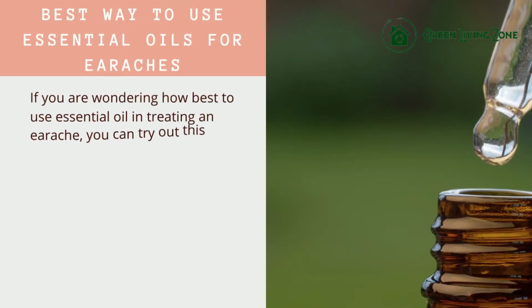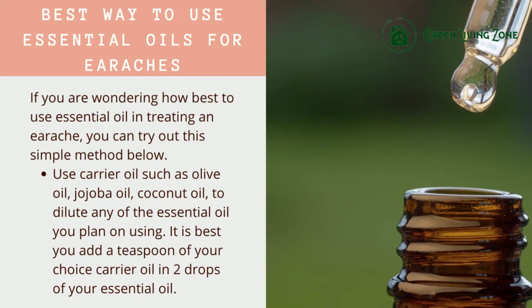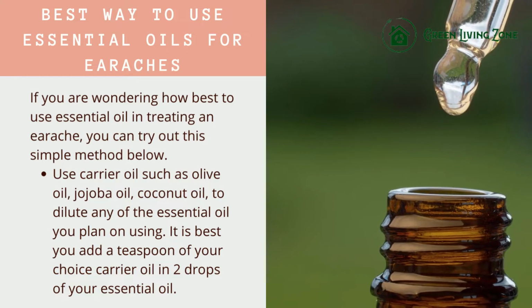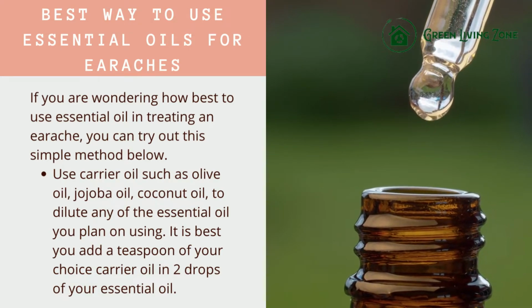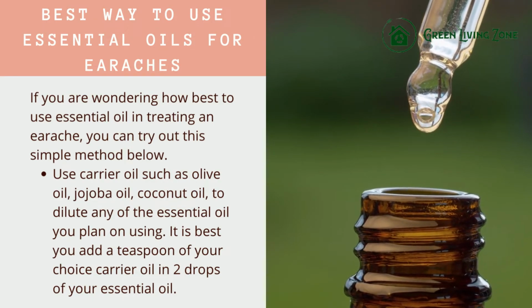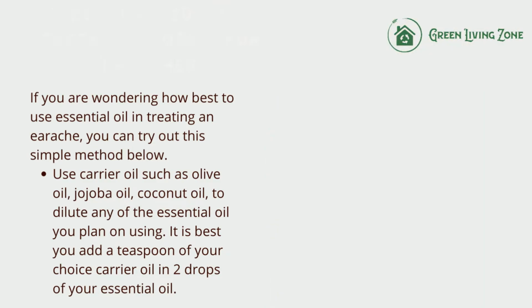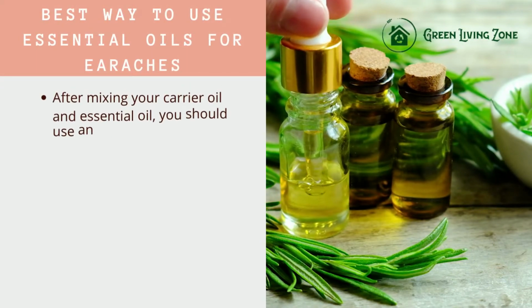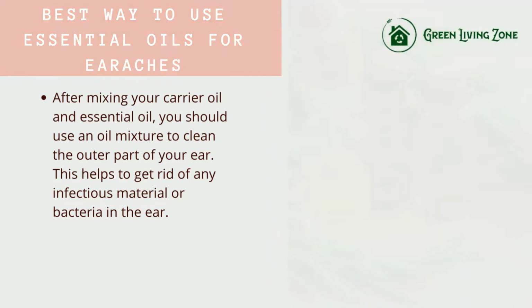Best way to use essential oils for earaches. If you are wondering how best to use essential oil in treating an earache, you can try out this simple method below. Use a carrier oil such as olive oil, jojoba oil, or coconut oil to dilute any of the essential oils you plan on using. It is best you add a teaspoon of your choice of carrier oil to 2 drops of your essential oil. After mixing your carrier oil and essential oil, you should use the oil mixture to clean the outer part of your ear. This helps to get rid of any infectious material or bacteria in the ear.